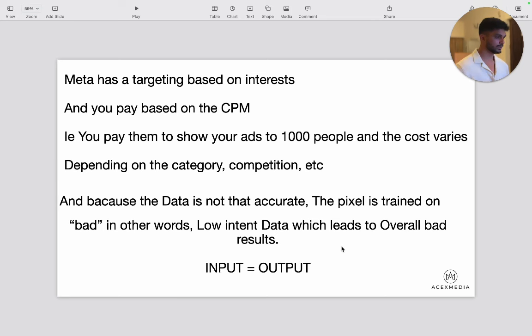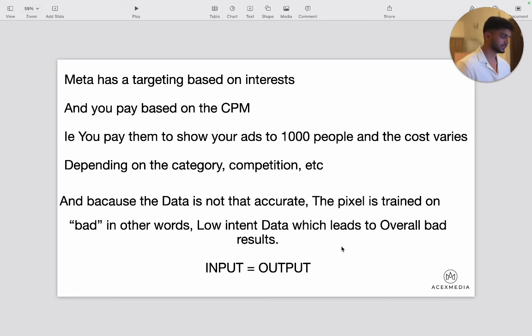And because the data is not accurate, the pixel is trained on low intent data, because the Facebook pixel has to find customers for you and doesn't know much about your brand or your business. So if you are solely running Facebook ads or Instagram ads, the data that the pixel gets trained on, if you're just using Facebook or Google ads solely, right? You run the ads, you set up the campaign, you set up the pixel, and then the pixel goes and finds new audiences for you.